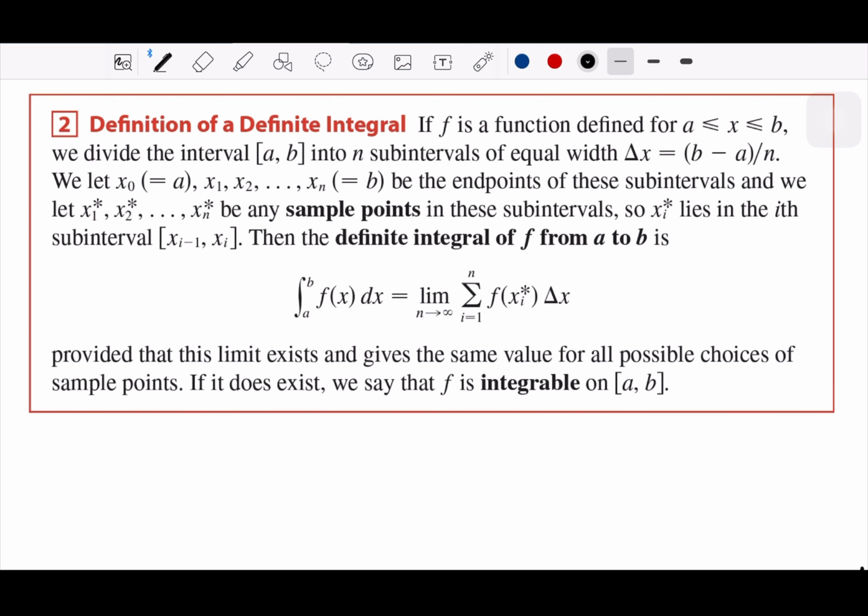If you remember, the official definition of the derivative uses a limit, right? Using the limit of f of x plus h minus f of x over h. That's the limit definition of the derivative. This is the limit definition of the integral. Okay. We started with root of x.